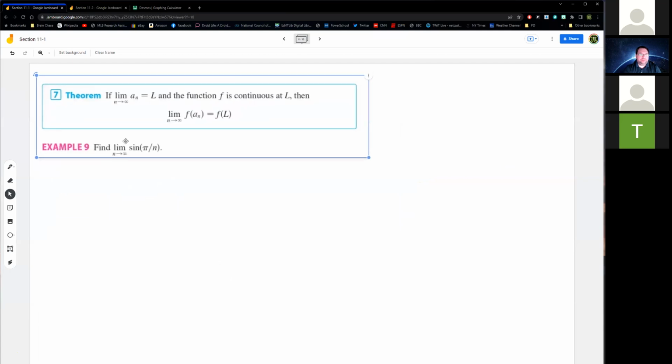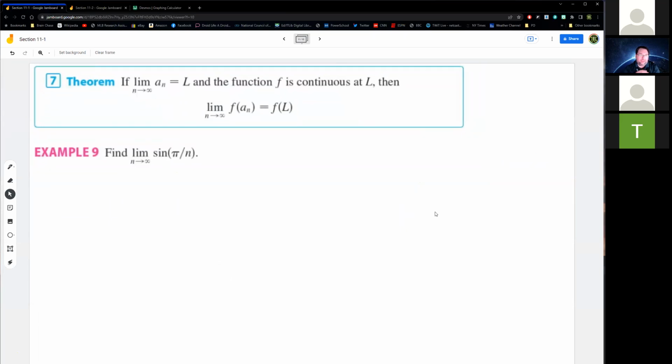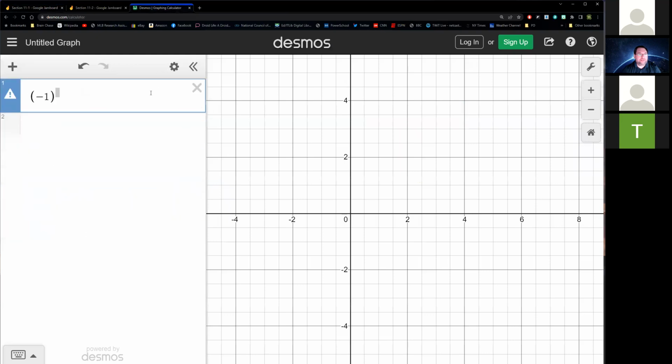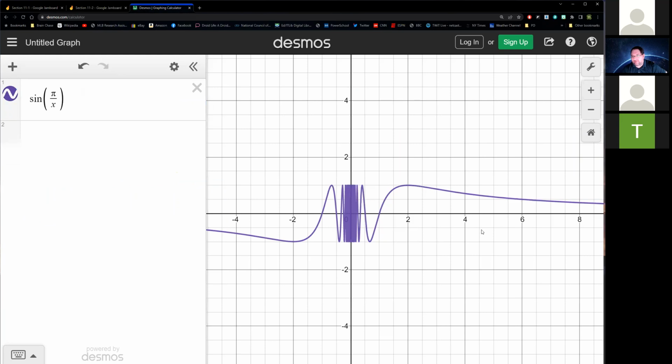Now let's look at a sine function. All right, so this one I've got the limit as n goes to infinity of sine of pi over n. Now, sine keeps oscillating, right? So if I was to look at this function, sine of pi over x, that's what this graph looks like.